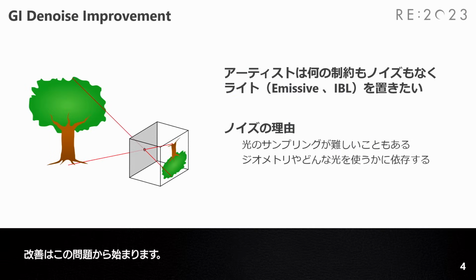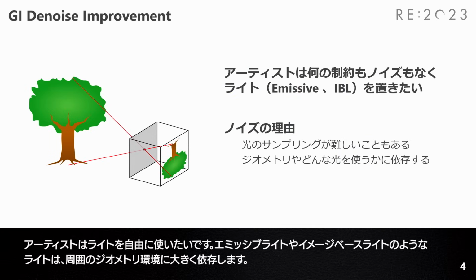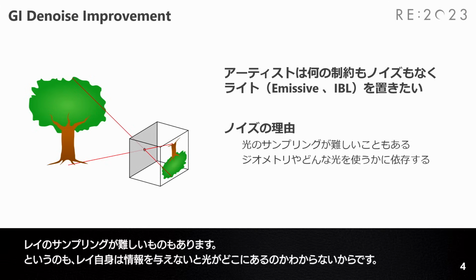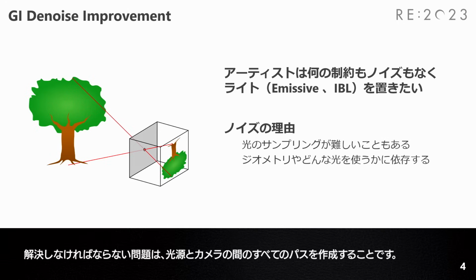Improvements start from this problem. Artists want to use lights freely. Lights like emissive and image-based lights are highly dependent on the surrounding geometry environment. Some lights can be difficult to sample because rays don't know where the light is if we don't tell them. The problem we need to solve is creating all the paths between the light source and the camera.